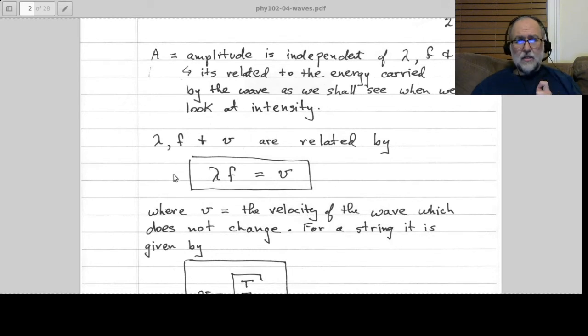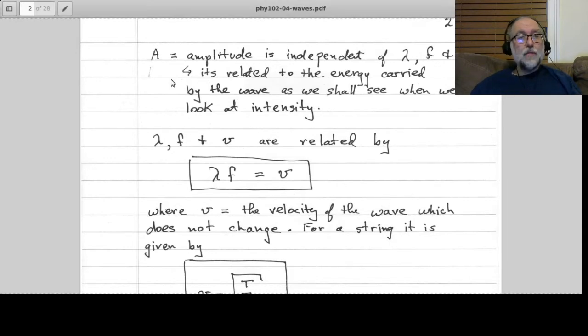I've got some problems like that to try to clarify this. But just to say, this is a very innocent looking equation, but it's not just a simple little math equation. You have to interpret it correctly in terms of its physics. V is fixed. It's a constant number, but it does depend on the material that we're talking about, the particular medium.